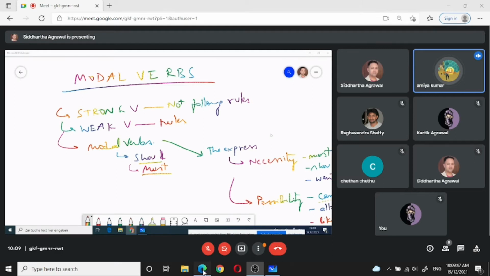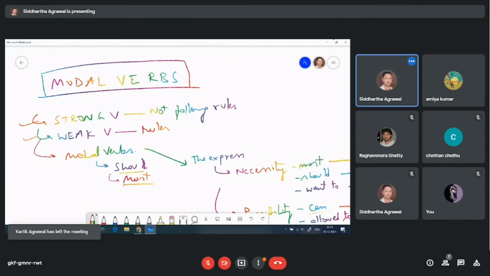We learnt about two types of verbs previously. One was strong verbs and one was weak verbs. Strong verbs were those which did not follow the rules. By rules I mean the conjugation rules. That means regular verbs and irregular verbs. Yes, exactly. Regular and irregular. So Amia, you must be remembering, na?